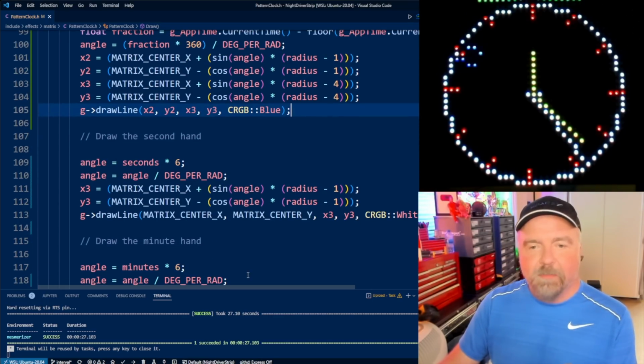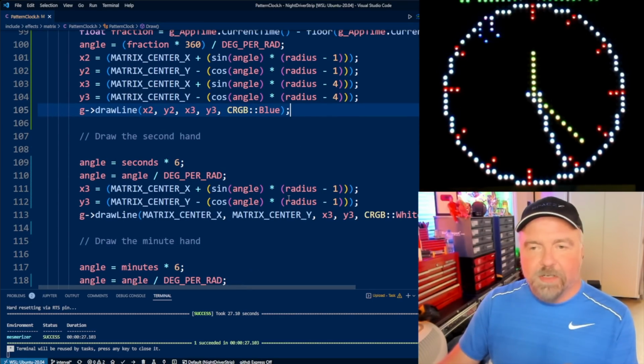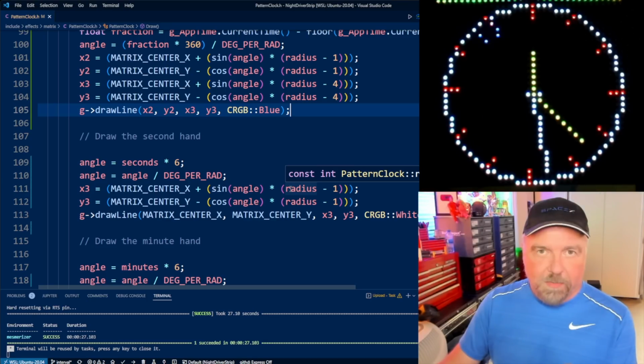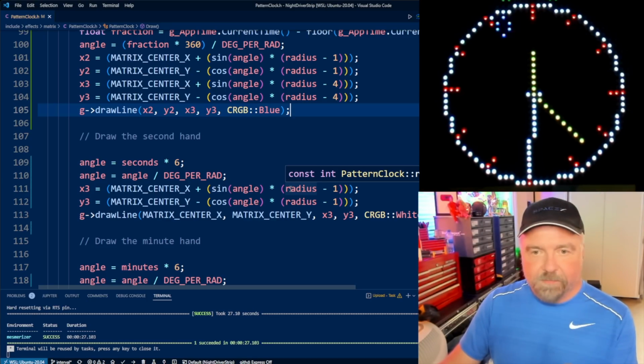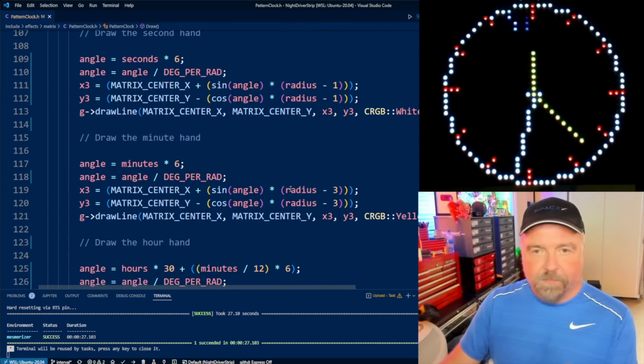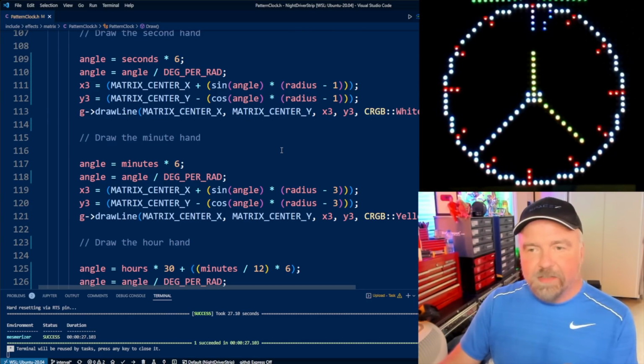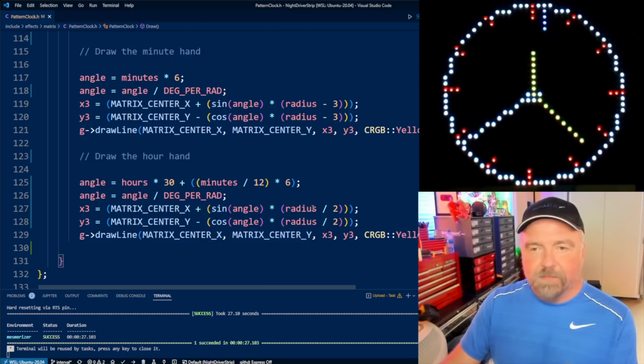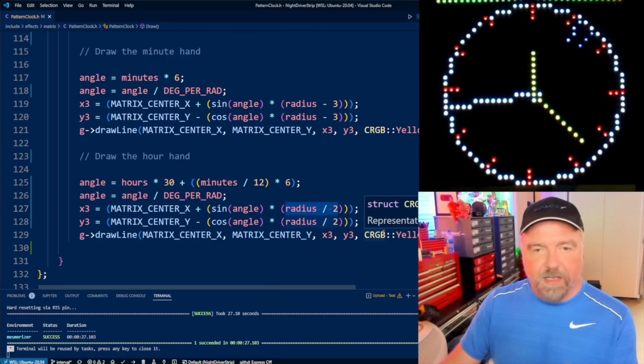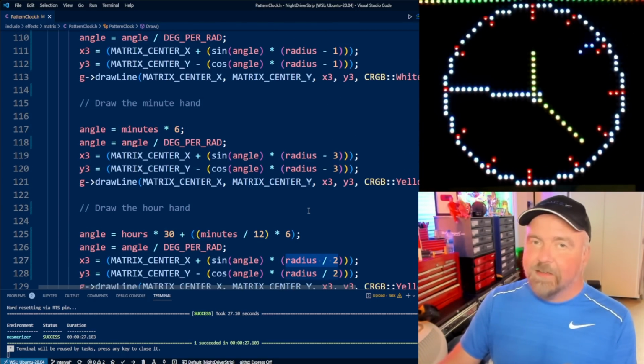For the second hand, much the same thing, except we'd go to just the radius -1, so we just touch the outer circle. The minute hand is a little inboard. It's 3 ticks inboard of the radius, and it's drawn in yellow. The hour hand is half the radius, and it's also drawn in yellow. And that's it. That's the entire clock.